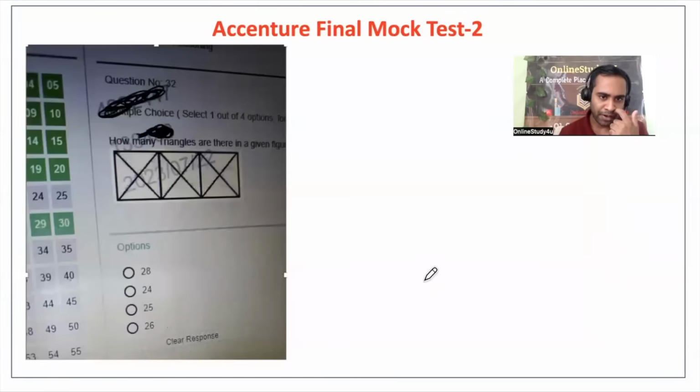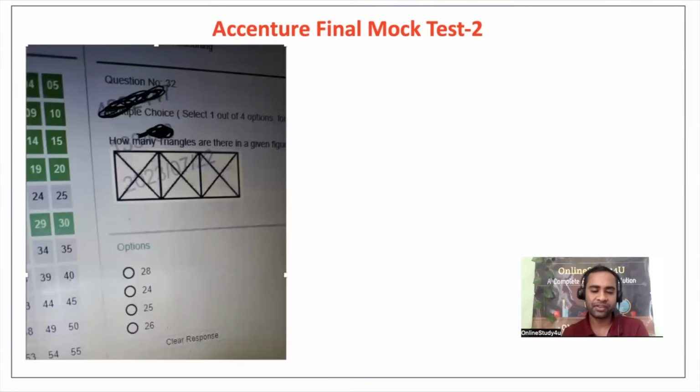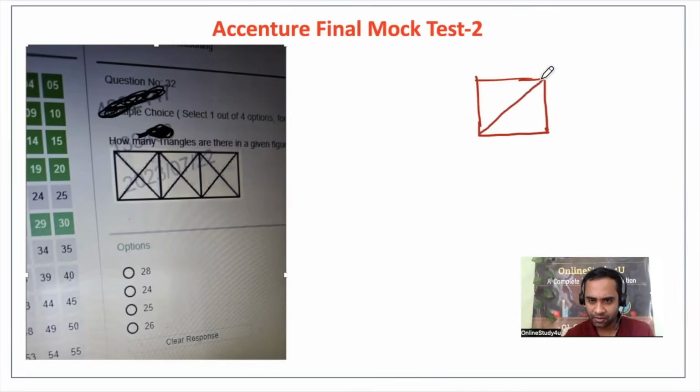Okay, now friends, how many triangles are there in the given figure? This is again a very good question. But before we solve the bigger one, let us try to understand how many triangles might come in this diagram. So first we will try to analyze it here. These are questions which many of you might have left or might have done wrongly.